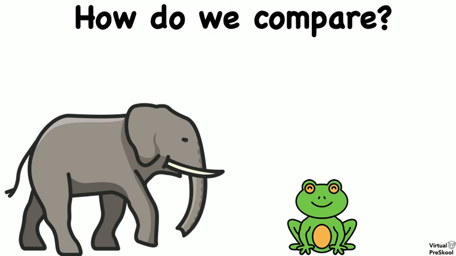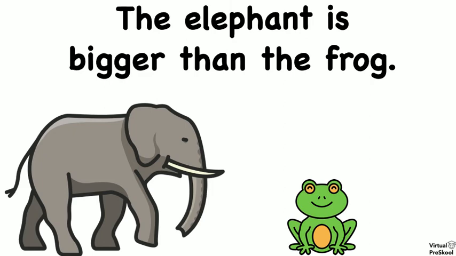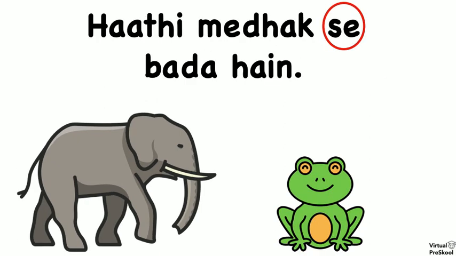Now, let's talk about how to compare things. How do we compare the size, for example, between an elephant and a frog? Well, the elephant is bigger than the frog, right? So we still use our adjectives that we've learned, bada and chota. But let's see how we package them differently so that we can create a sentence that says the elephant is bigger than the frog. So we say hathi मेढक से बड़ा है. So hathi of course is elephant. Medak is how we say frog in Hindi.